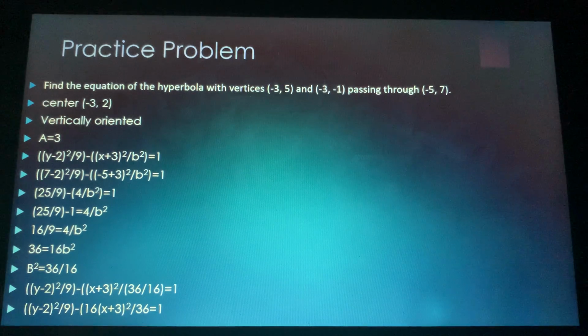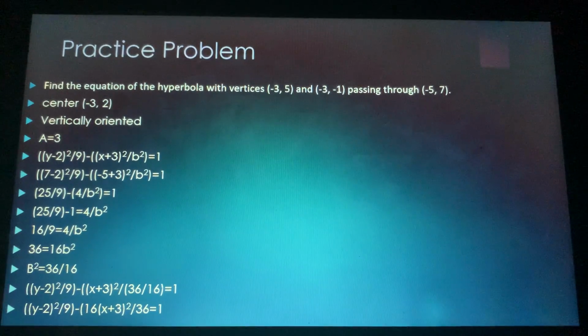But we also know it passes through the point (−5, 7). So this is very simple, but it's sometimes complicated because you don't know how to use it in this situation. We just have to substitute in (−5, 7). It's as easy as that. So we do (7 − 2) squared over 9 minus (−5 + 3) squared over b squared equals 1, because we substitute in −5 for x, and we substitute in 7 for y.